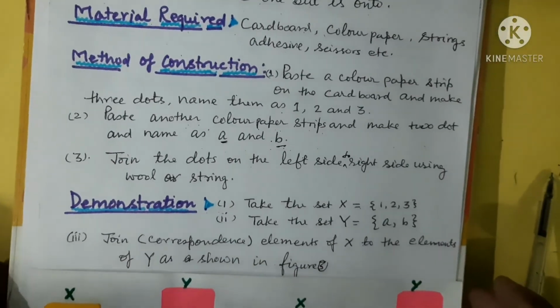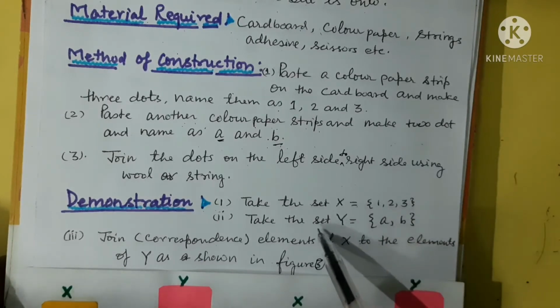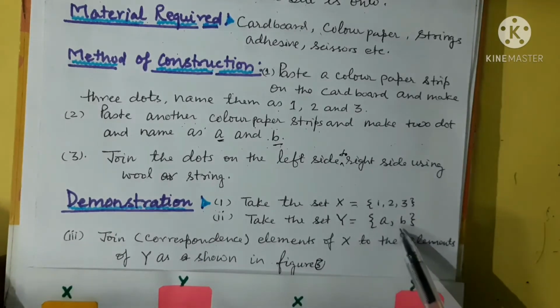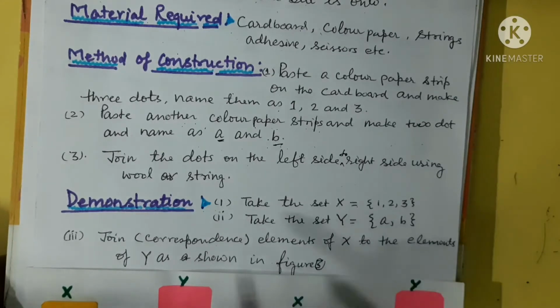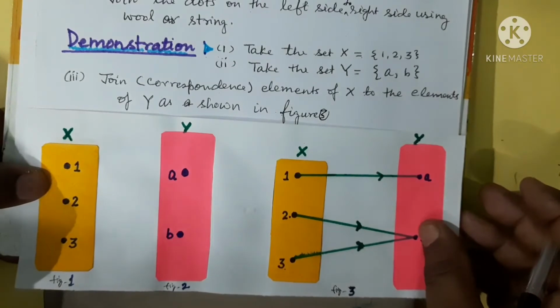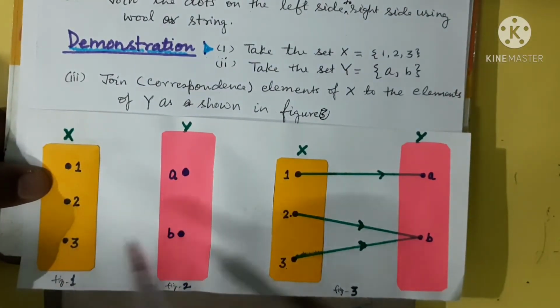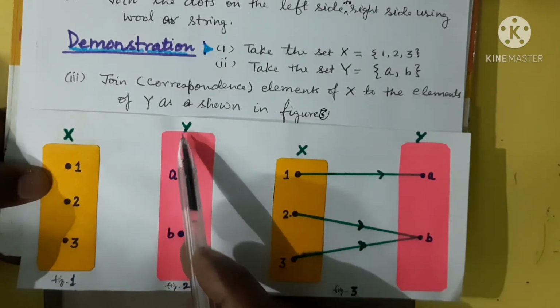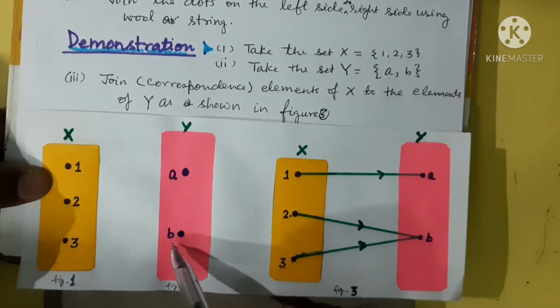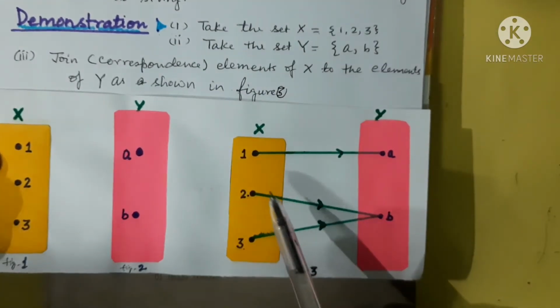Take the set X in which 1, 2, 3 belong, and the set Y in which A and B belong. Join the elements of X to the elements of Y as shown in figure number 3. So this is the set X in which the 3 elements 1, 2, 3 are here, and this is the set Y in which the 2 elements A and B are here, and their mapping is shown here.